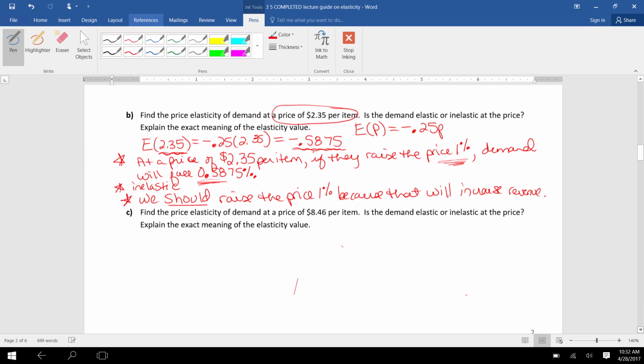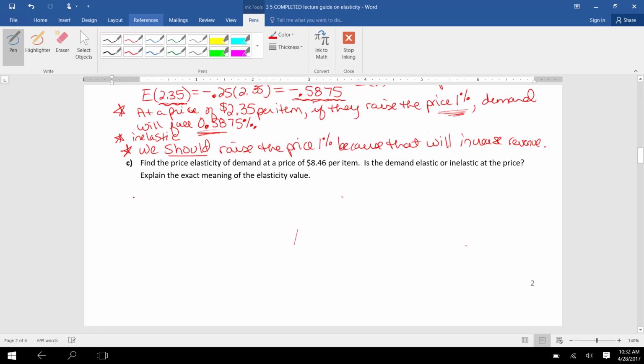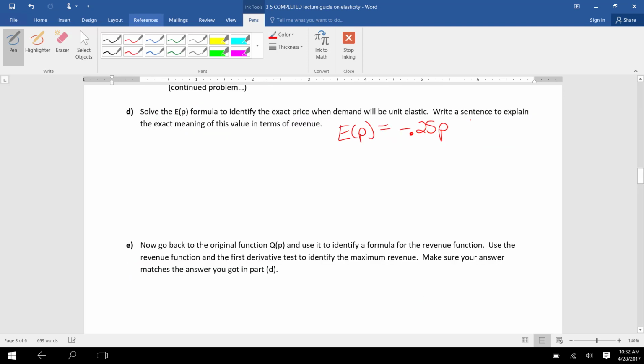Part C asks us to do much the same thing. I'm going to leave this one for you guys to try on your own. And then after the video, you can check the solutions posted online to see if you got the same answer as me. And identify the exact price when demand will be unit elastic. Remember, unit elastic means the elasticity of demand is exactly negative 1.